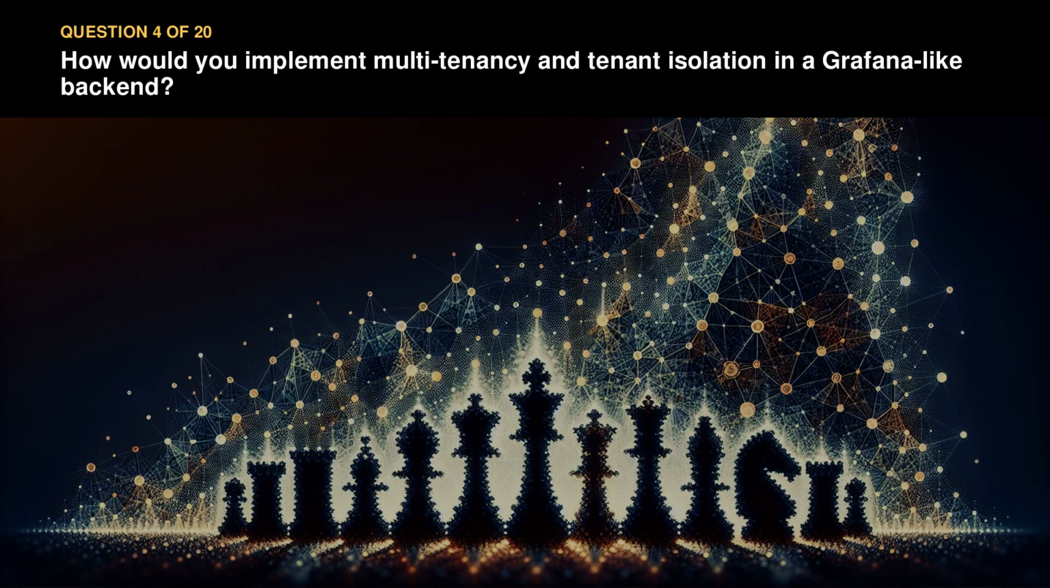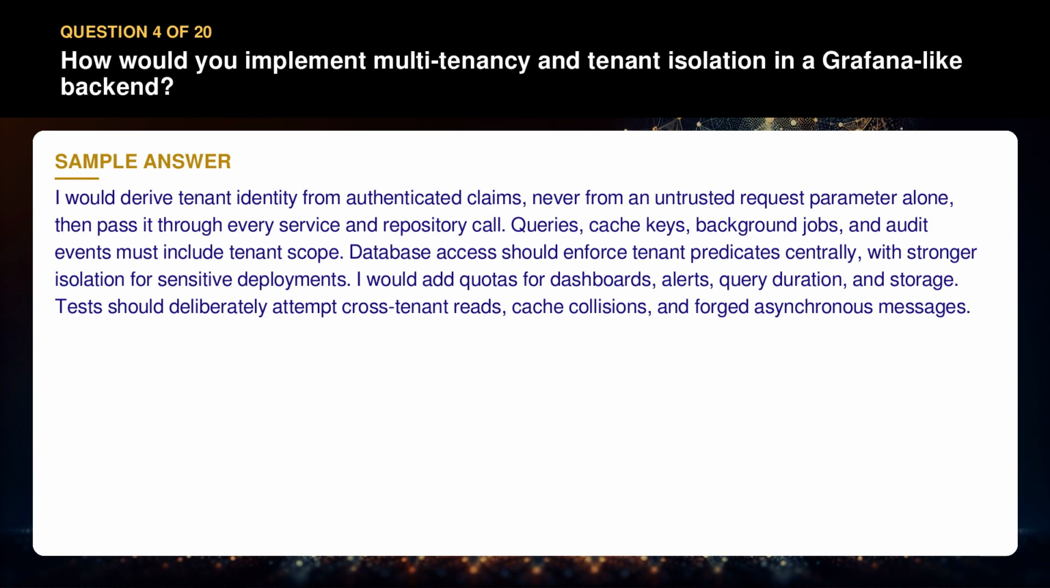Question 4. How would you implement multi-tenancy and tenant isolation in a Grafana-like backend? I would derive tenant identity from authenticated claims, never from an untrusted request parameter alone, then pass it through every service and repository call. Queries, cache keys, background jobs, and audit events must include tenant scope. Database access should enforce tenant predicates centrally, with stronger isolation for sensitive deployments.